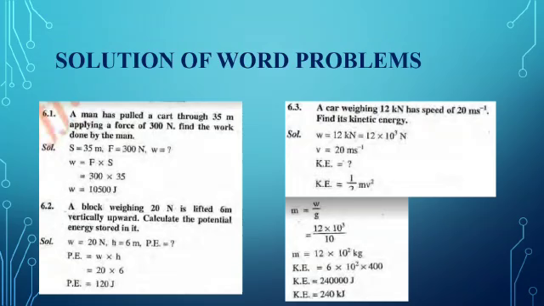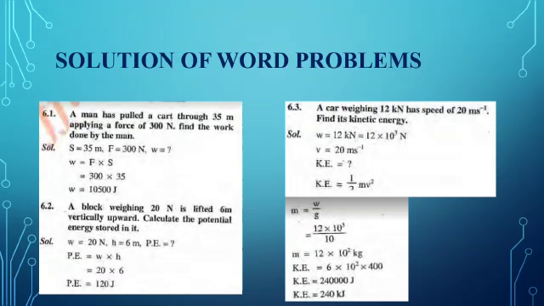Now coming to the first numerical: a man has pulled a cart through 35 meters applying a force of 300 newtons. Find the work done by the man. So the distance given is 35 meter, force is 300 newton, work done we have to find. So work done is equal to F into S, 300 into 35, which is 10,500 joules. So it's very easy.